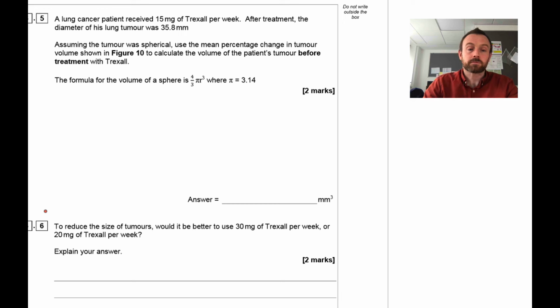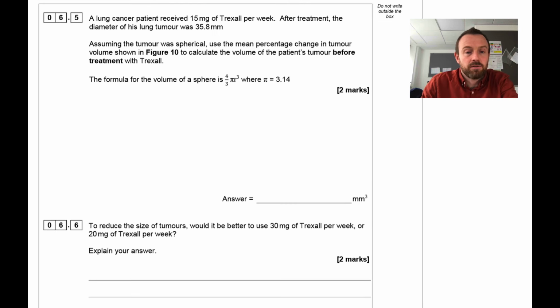(6.5) A lung cancer patient received 15 milligrams of Trexel per week. After treatment, the diameter of his lung was 35.8 millimeters. This is after the 8-month treatment. Assuming the tumor was spherical, use the mean percentage change in tumor volume shown in figure 10 to calculate the volume of the patient's tumor before treatment with Trexel.